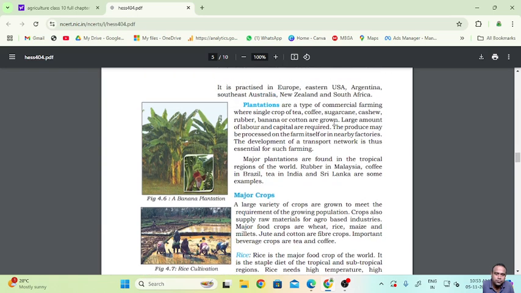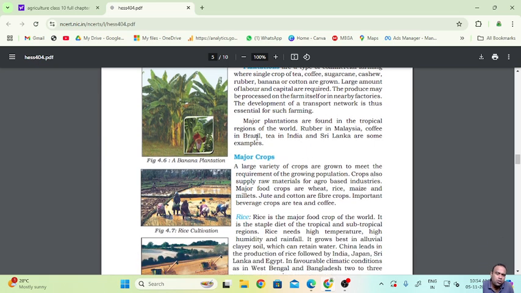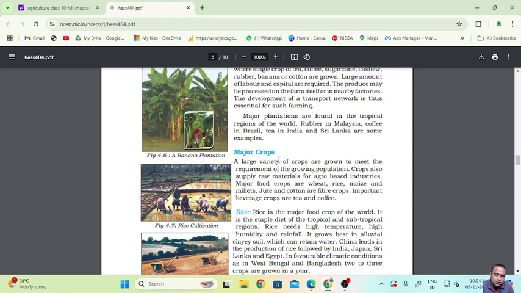Plantations. Plantations are a type of commercial farming where a single crop of tea, coffee, sugarcane, cashew, rubber, banana or cotton is grown. A large amount of labor and capital are required. The produce may be processed not on the farm itself but in nearby factories. The development of a transport network is essential for such farming. Major plantations are found in tropical regions of the world. Rubber in Malaysia, coffee in Brazil, tea in India and Sri Lanka are some examples.